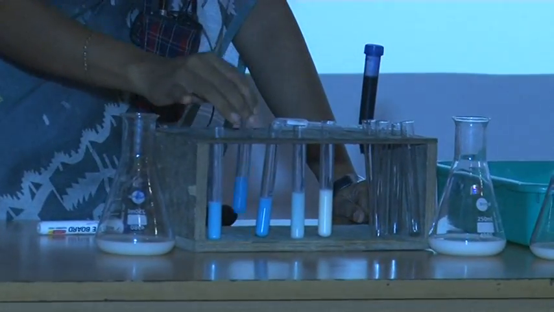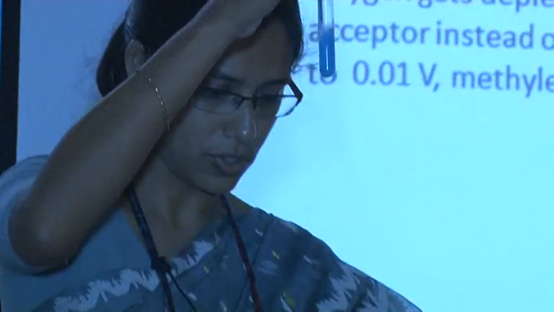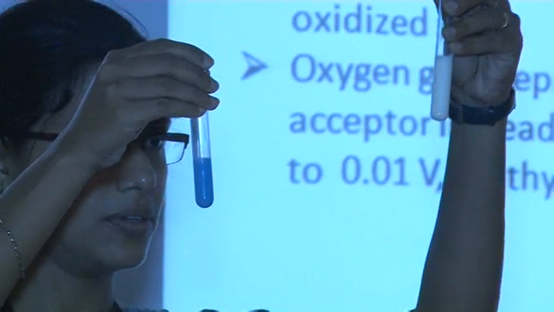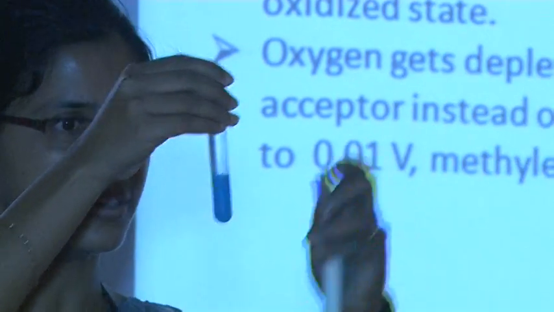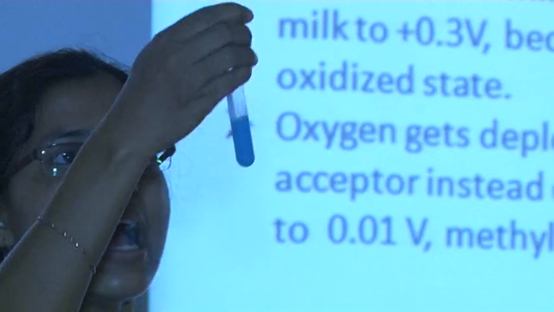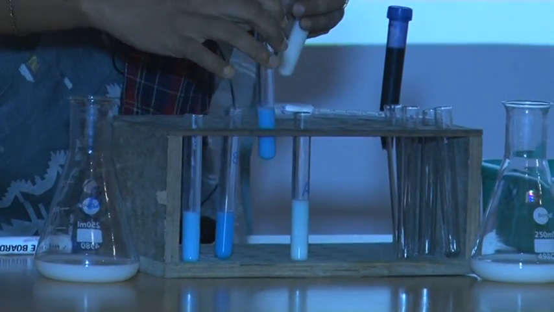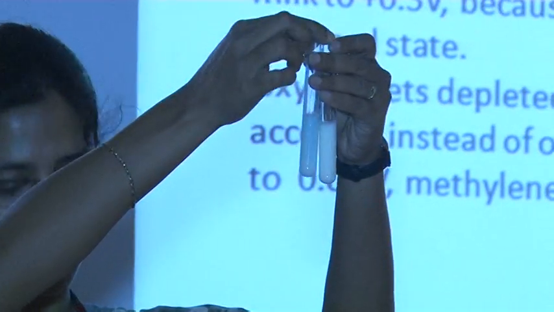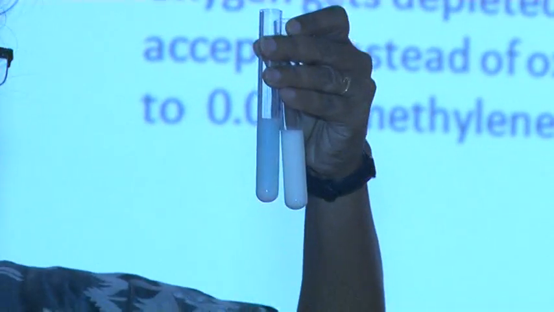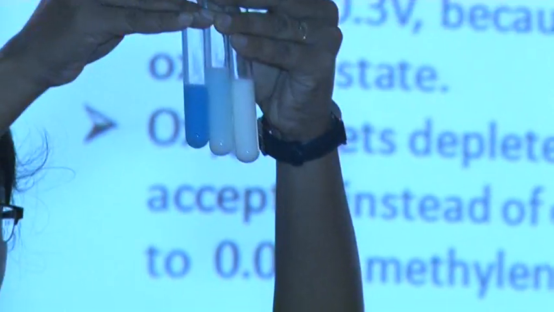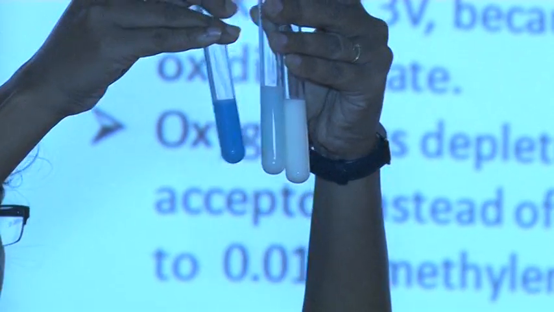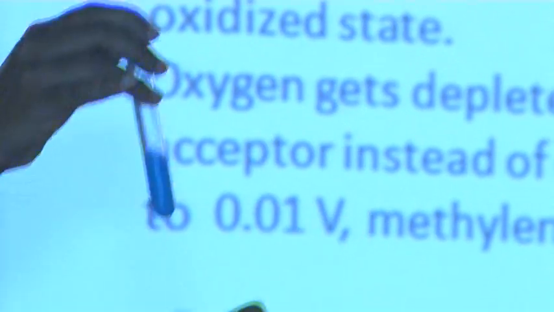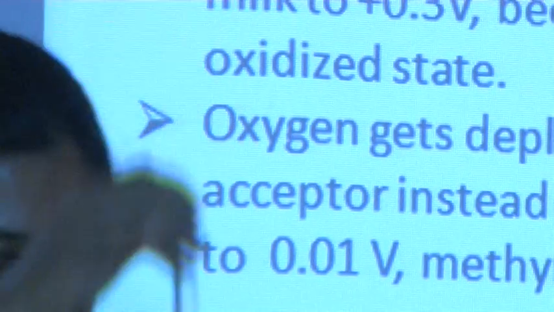Whereas if you look at this tube, okay, this is the control milk. We haven't added anything here. This is the methylene blue added milk, which has not yet been decolorized. And if you compare the color gradient, right? You can see this milk has decolorized, whereas this one hasn't.